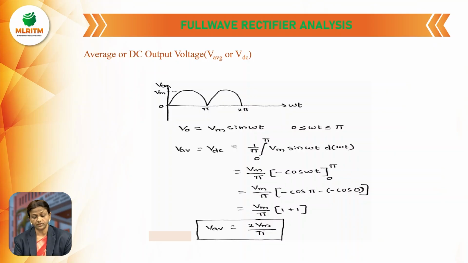Now VAC or VDC equal to 1 by pi integral of 0 to pi Vm sin omega t d omega t only. In full wave rectifier, average value VDC equal to 1 by pi integral of 0 to pi Vm sin omega t d omega t. Vm is a constant value or peak voltage value. So Vm by pi integral of 0 to pi sin omega t. What is the integration of sin omega? Minus cos omega. Now apply the limits. Therefore, V average or VDC value equal to 2Vm by pi.